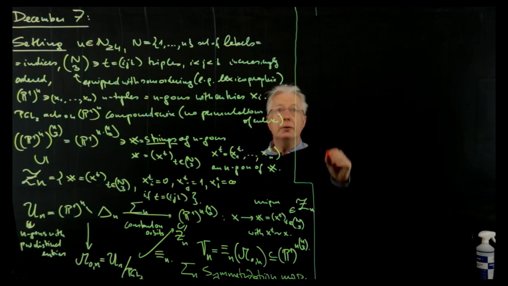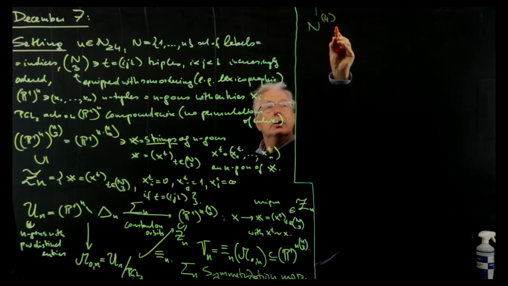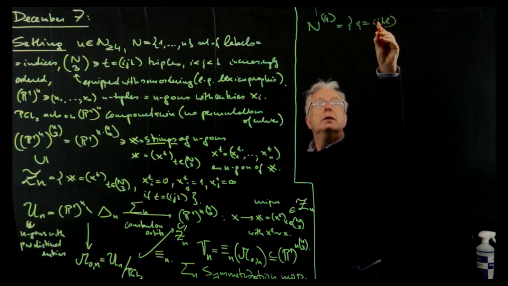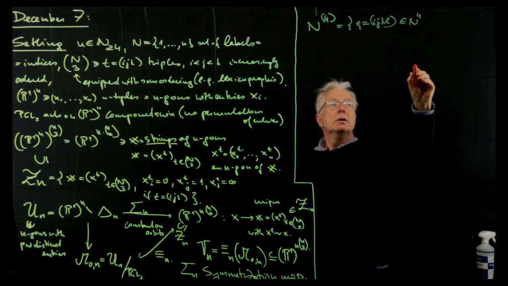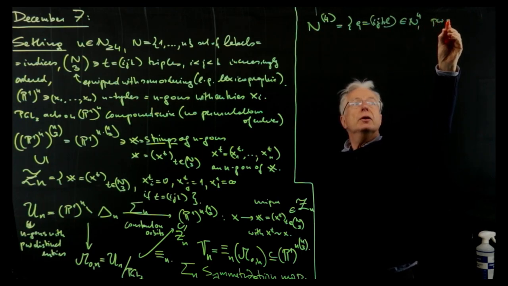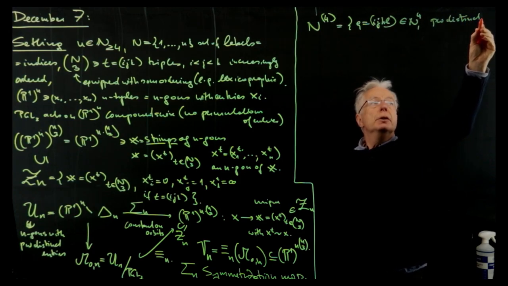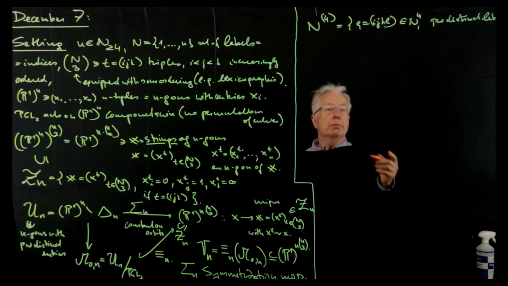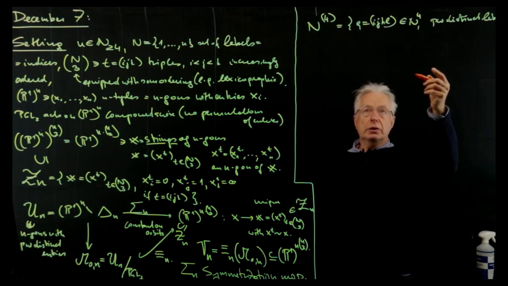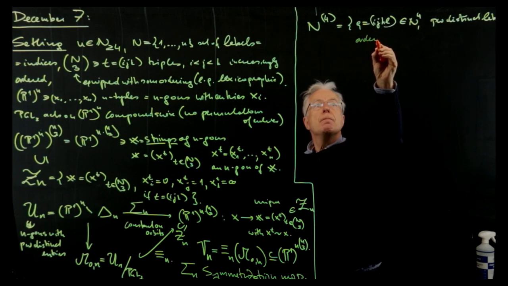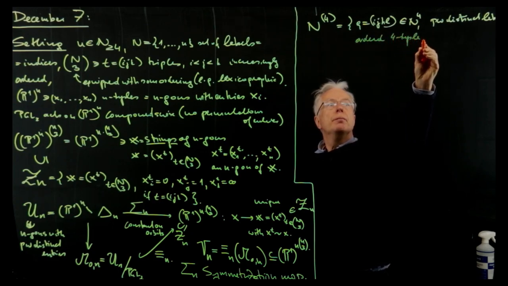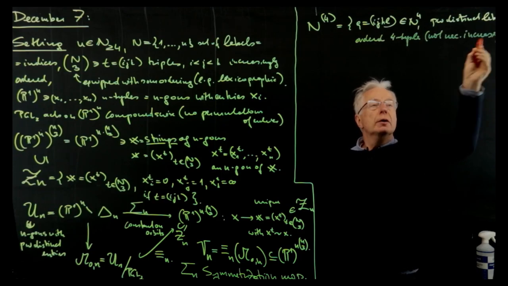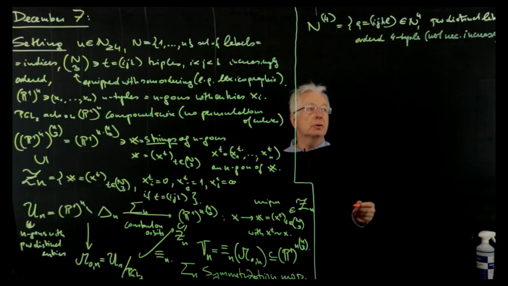We need the set of quadruples, which I denoted N_4, which are q equals ijkl in N^4. Now, here we assume pairwise distinct labels, the ijkl, I call them labels, pairwise distinct labels, but they need not be in increasing order. So it's just an ordered four-tuple, not necessarily increasing. Of course, the permutations don't play a big role, but nevertheless.